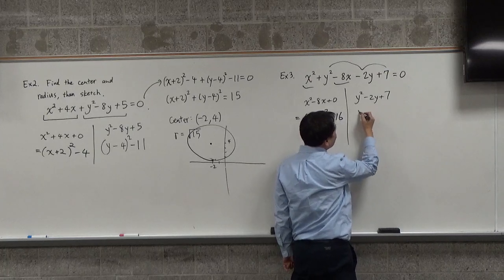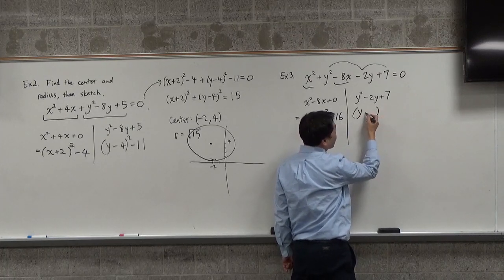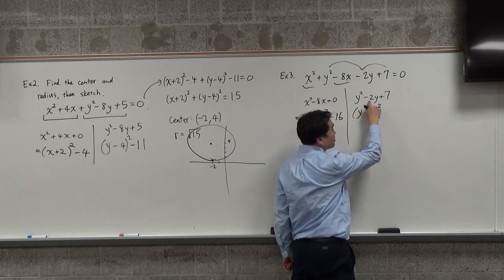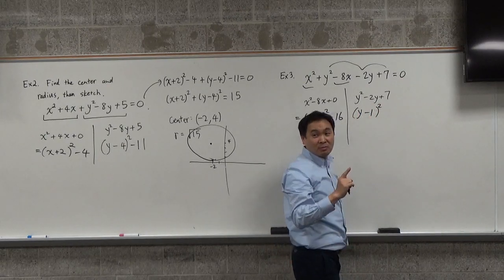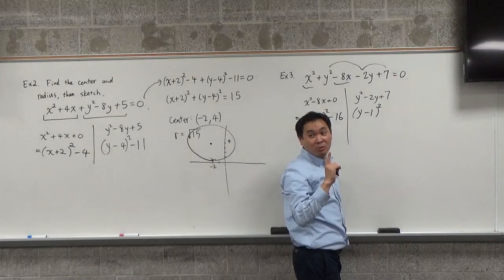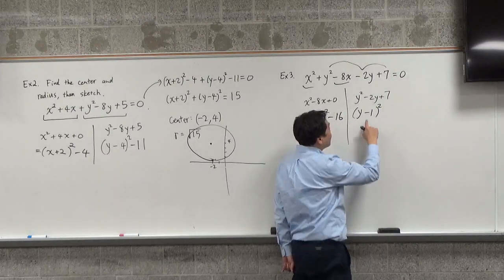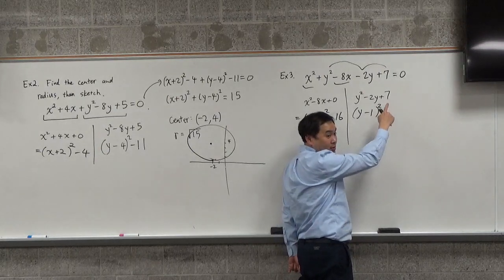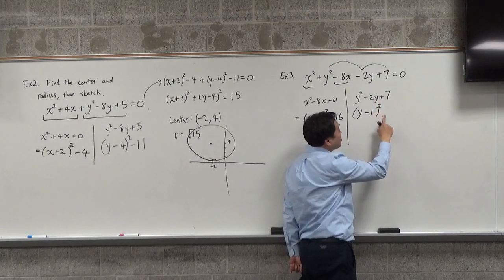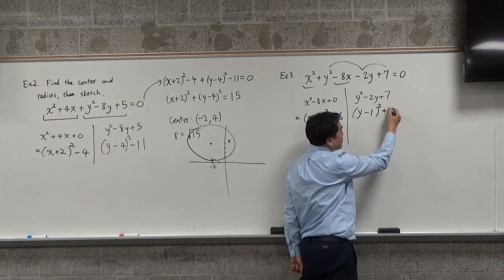For this one, what do I put? y minus 1, squared, because it's a half of 2, right? And plus 6. Negative 1 squared. What's that? 1. And then 1 plus what gives you 7? 6.